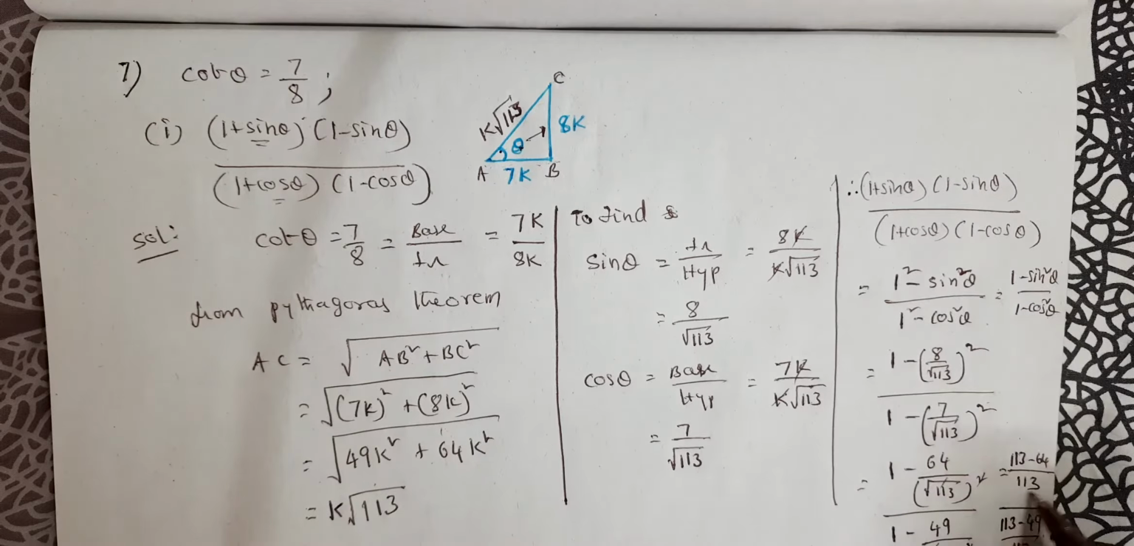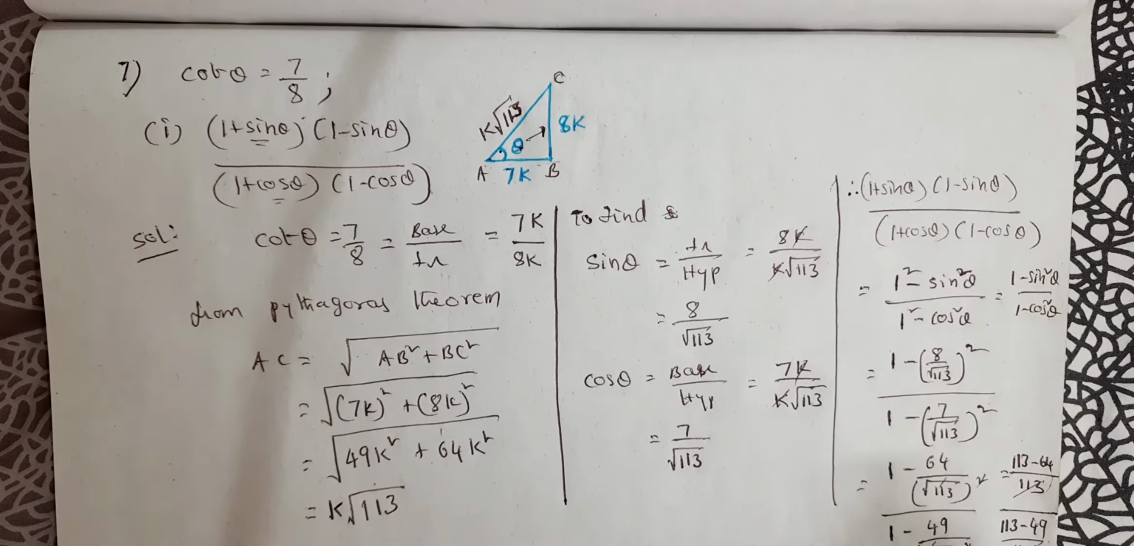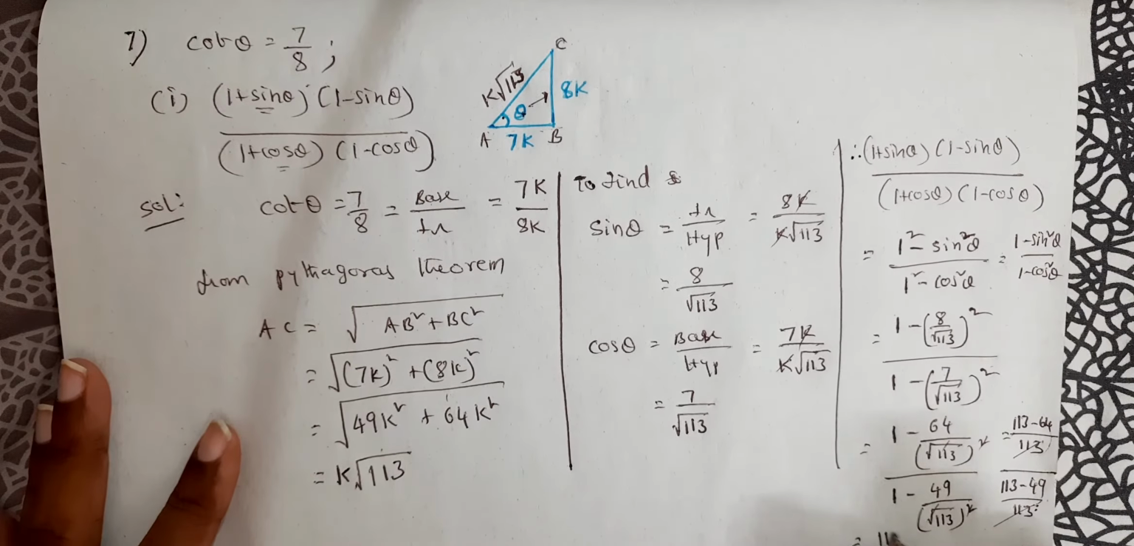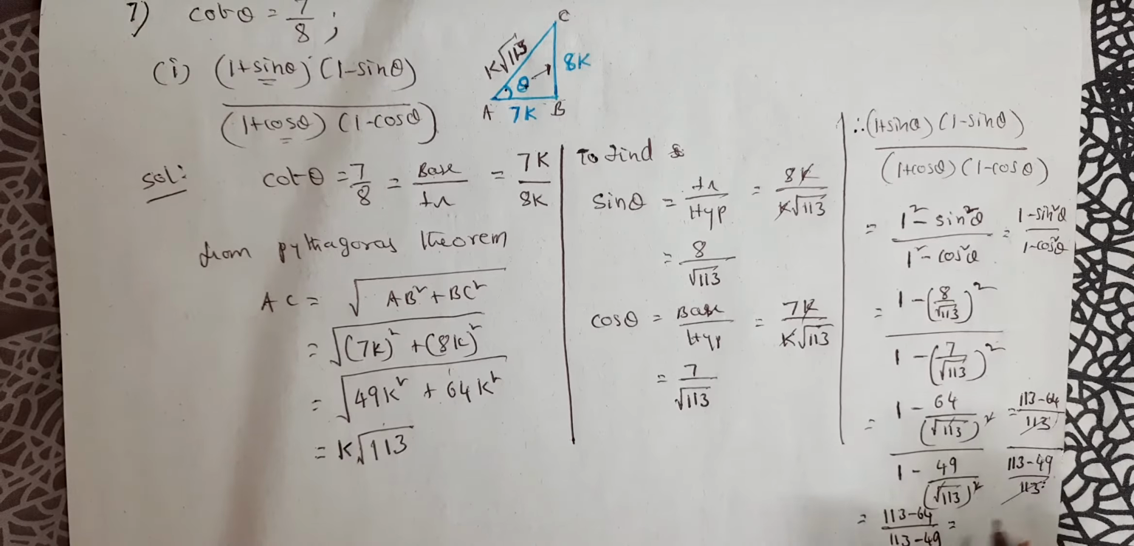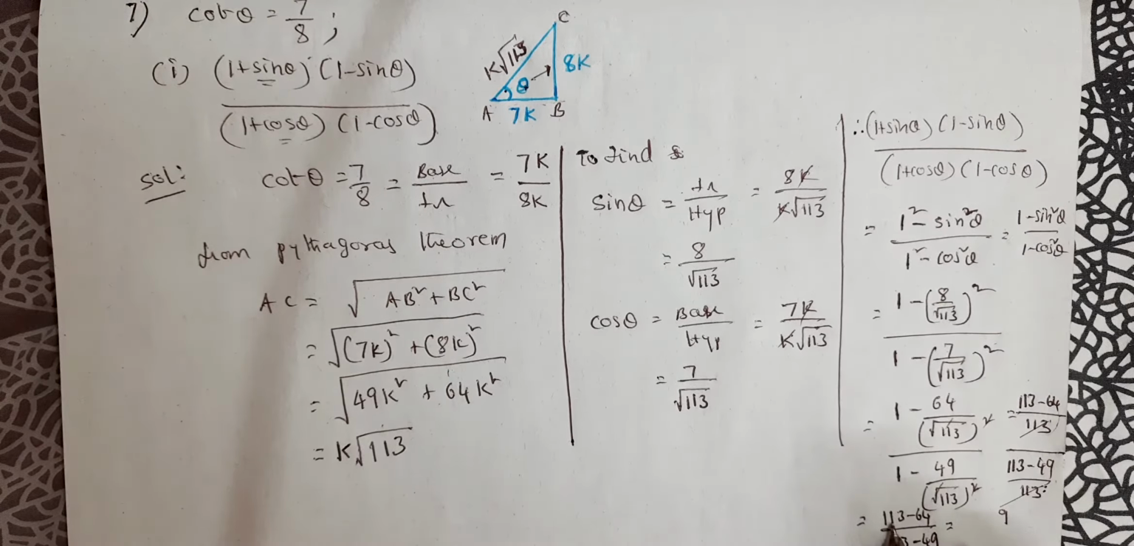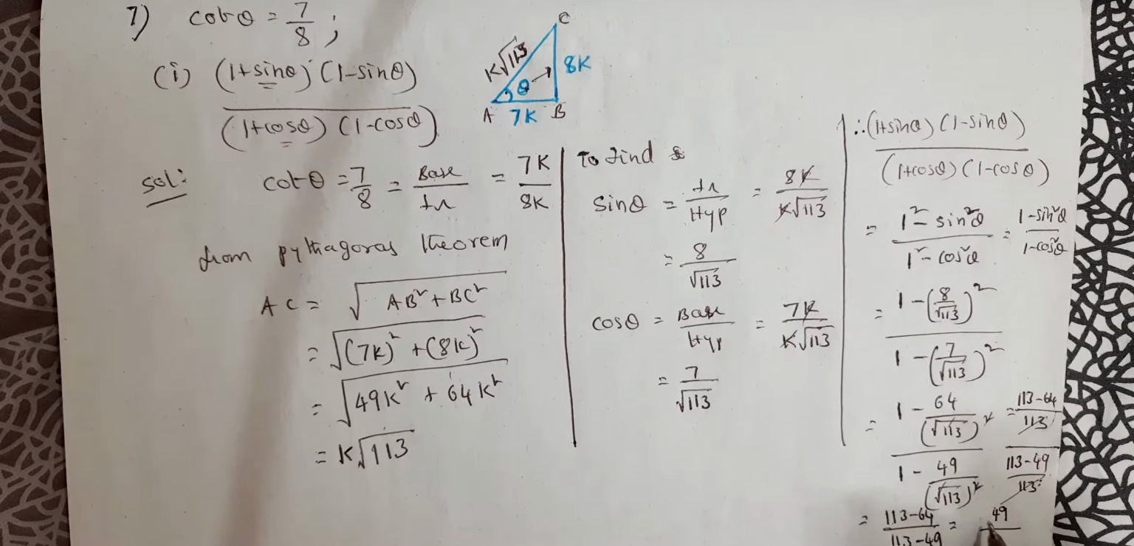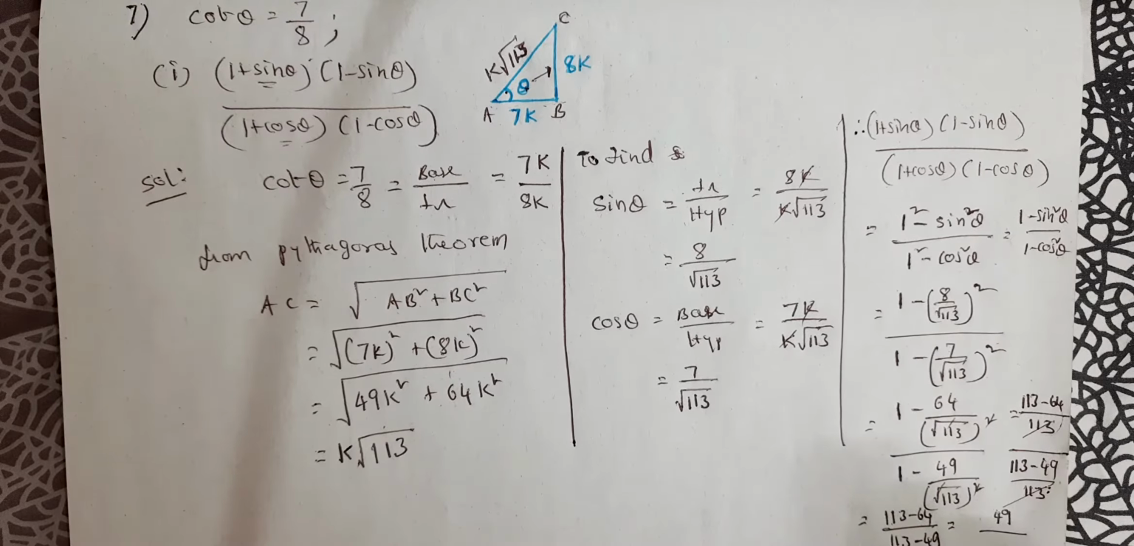Now see, in the numerator fraction 113 is in the denominator place. Even in the denominator fraction you have 113. So it is common, the same, so that will get cancelled. So what are we left with now? (113 minus 64) by (113 minus 49). So which is equal to, 113 minus 64, 13 minus 4 is 9. Now here 11 minus 6 is 4. So 49 divided by 113 minus 49.